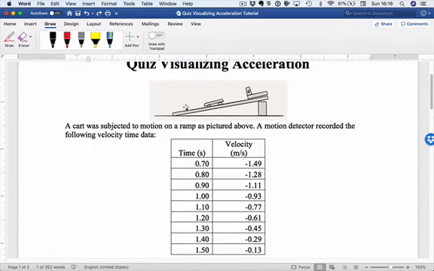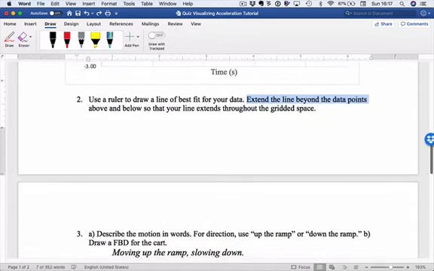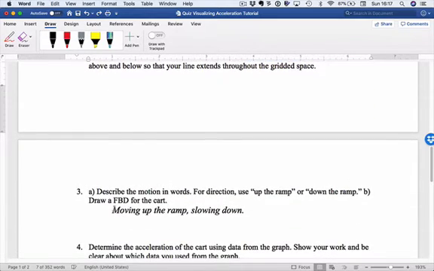And just as you already know from practical experience, this cart is moving up the ramp, slowing down. At some point, it'll reach its apex, the highest point on the ramp, stop, turn around, and speed up down the ramp. And that's what you see here on the extended line. It eventually hits the x-axis here right around maybe 1.6 seconds and then starts to turn around and speed up in the positive direction. So that's what we're looking for in the verbal description, that you're saying moving up the ramp, negative direction, and then slowing down while doing so.